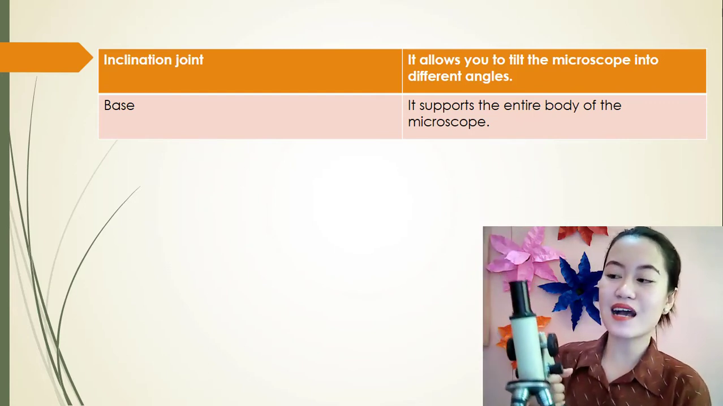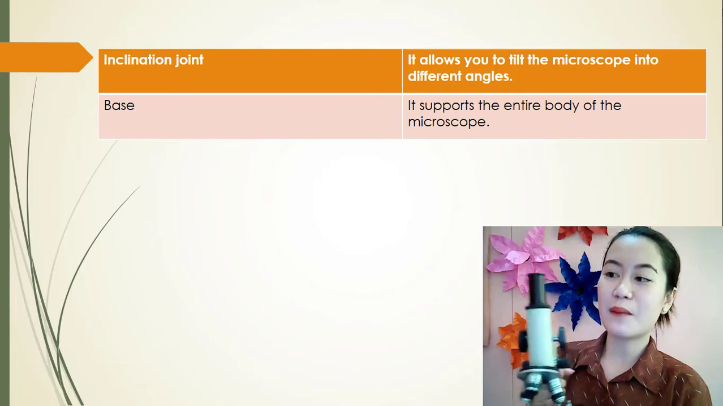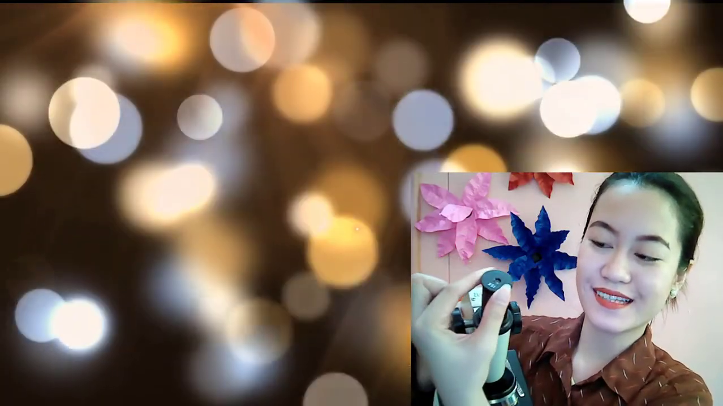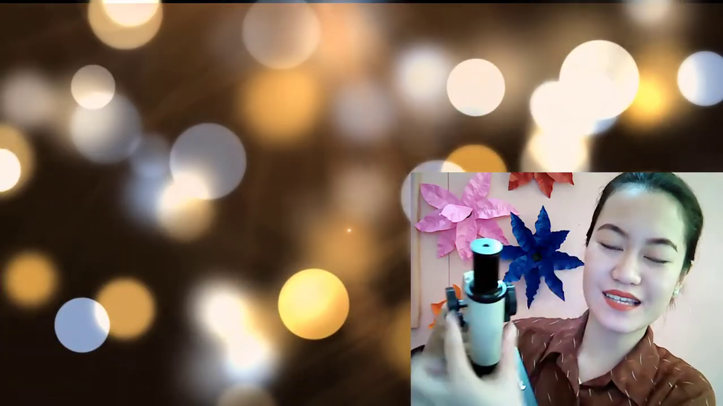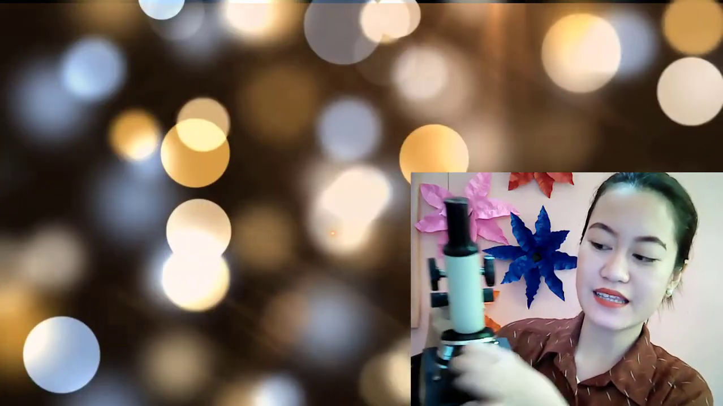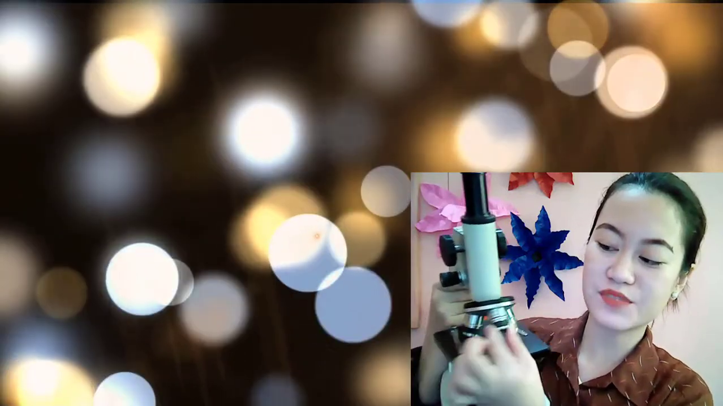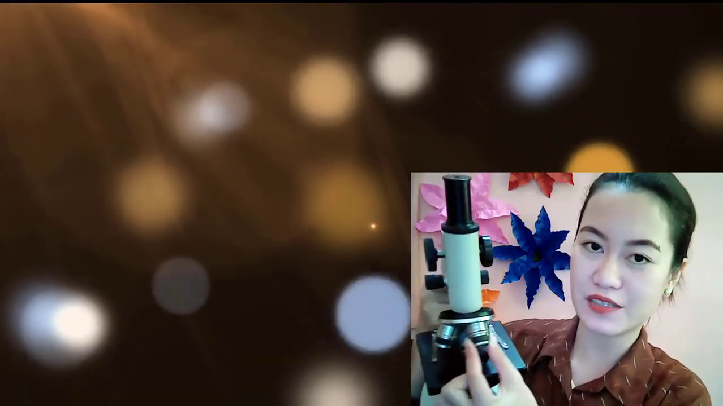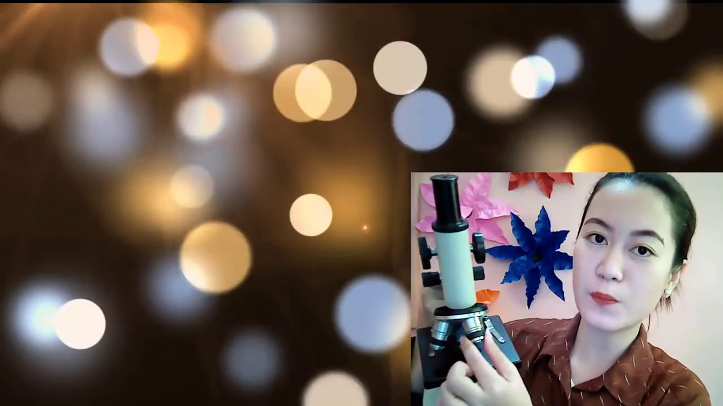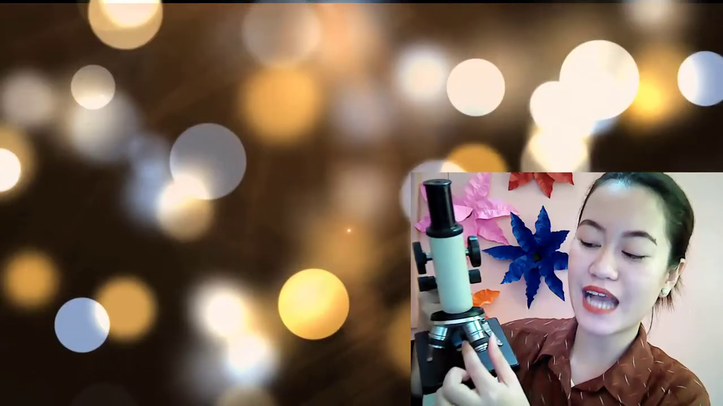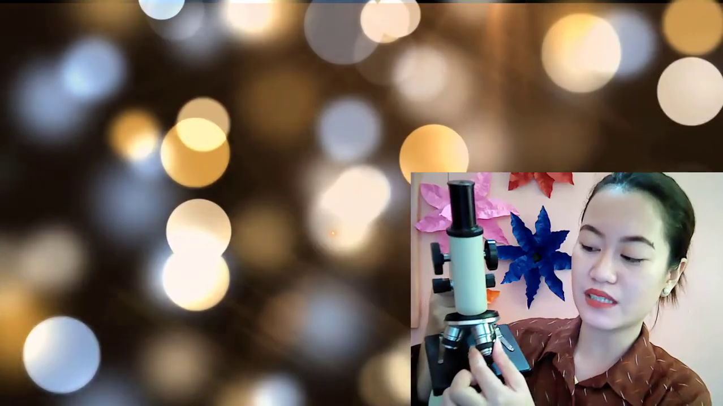Okay, class. So, let us sum up again the parts of the microscope. Okay. So, this is the eyepiece. This is the throw tube. And this is the body tube. This is the revolving nose piece. Okay. And this is the objectives. And then, we have here the scanning objective, which is 4 times of magnification. We have the LPO or the low power objective, which is 10 times of magnification. And the last one, we have here the high power objective or the HPO, which is 40 times of magnification.